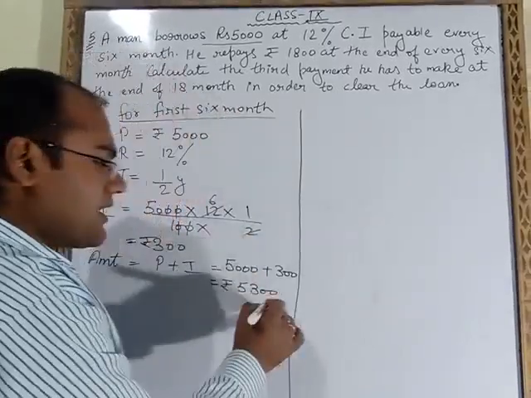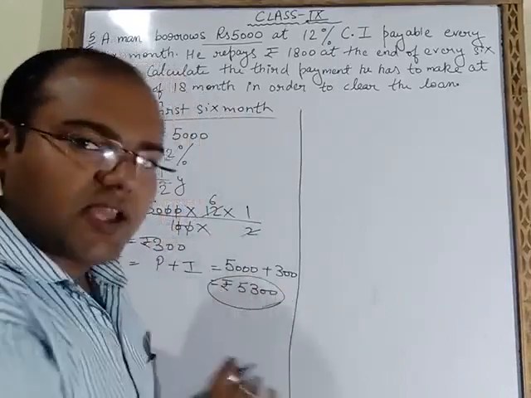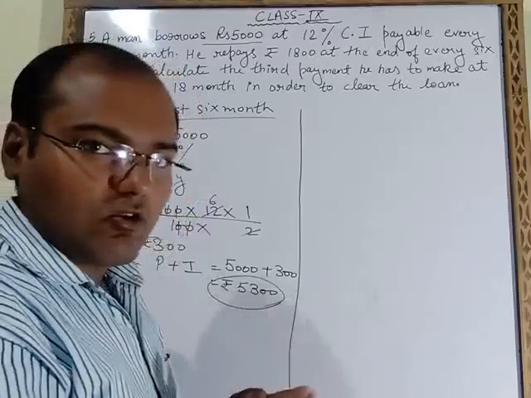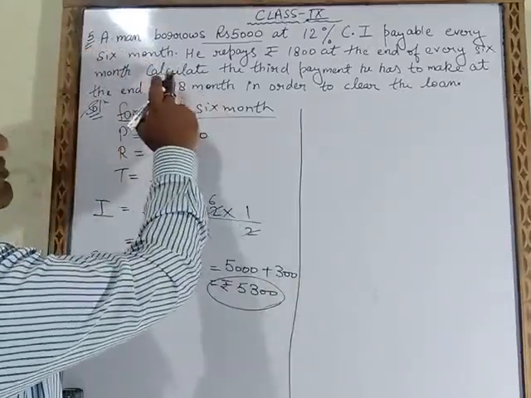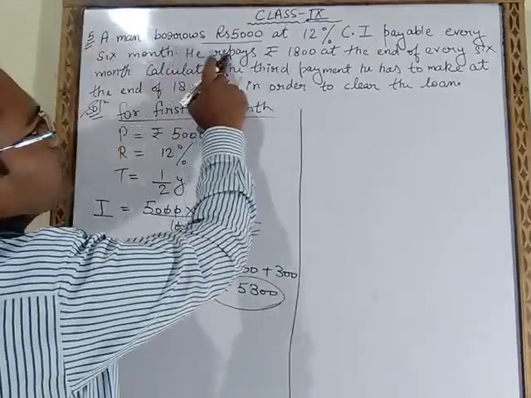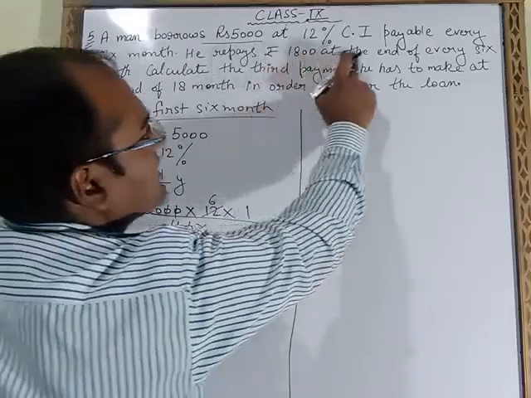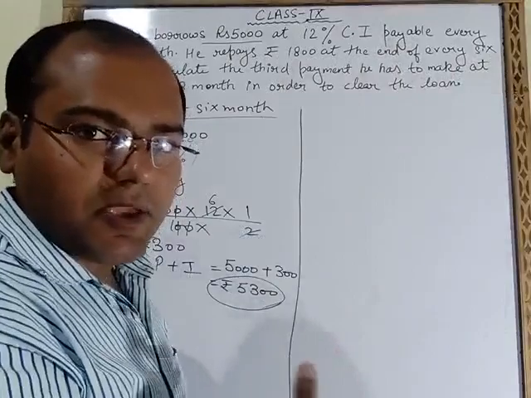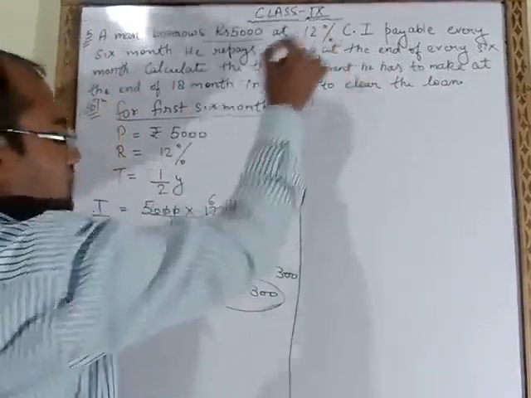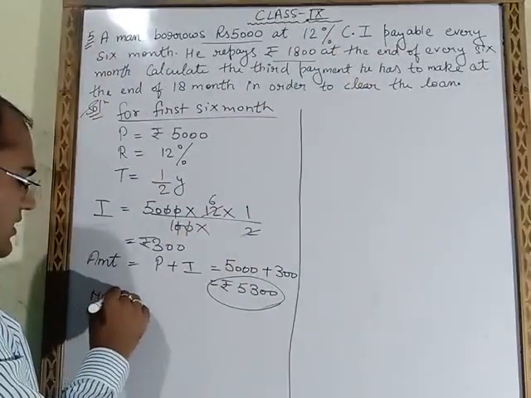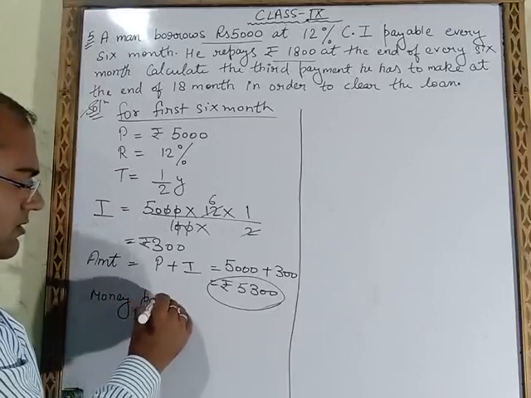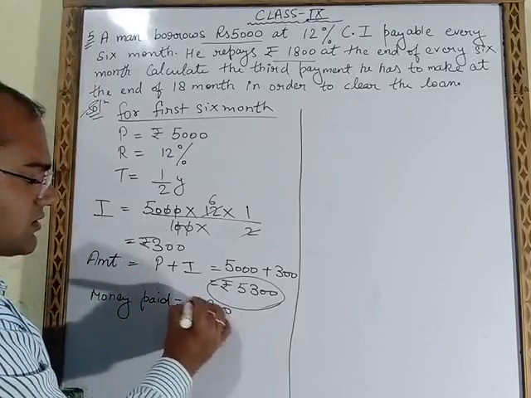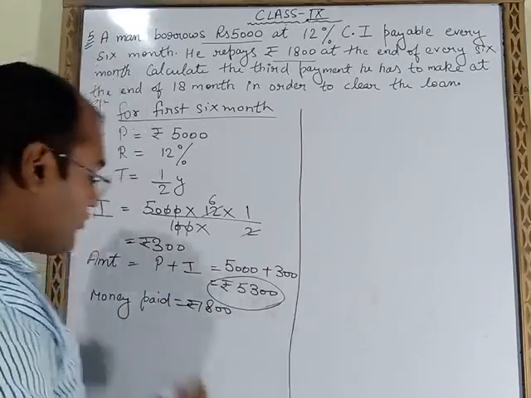If he pays this much money, then his loan will get cleared, but he does not have this much money to clear his loan. How much money did he pay? In the question it says he repays 1,800 at the end of every 6 months. After every 6 months he is paying 1,800 rupees. So what you have to write is money paid. How much money did he pay? 1,800 rupees. Now you have to write balance.